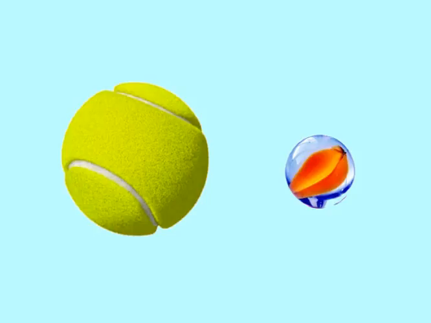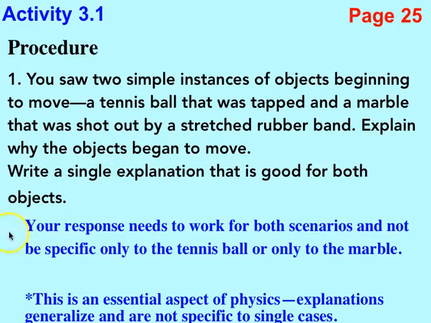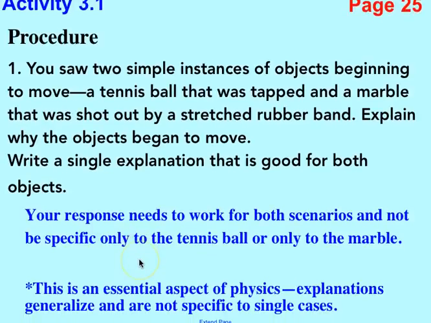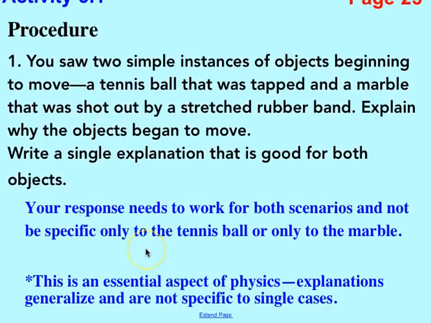So what I need you to do for procedure number 1 on page 25 is you need to write a single explanation that is good for both objects. So explain why the objects began to move. Why did the tennis ball begin to move? Why did the marble begin to move? Now, your response, again, needs to be good for both. And here it says your response needs to work for both scenarios and not be specific only to the tennis ball or only to the marble.